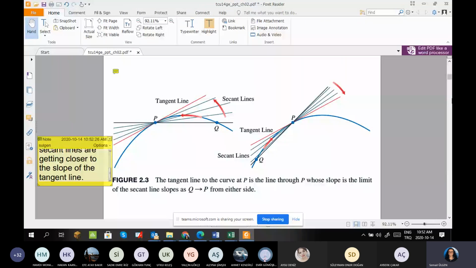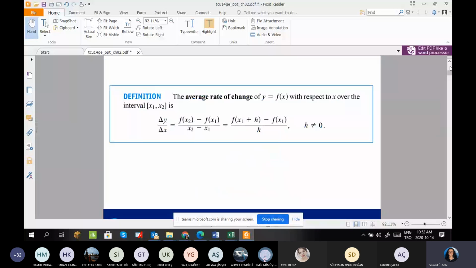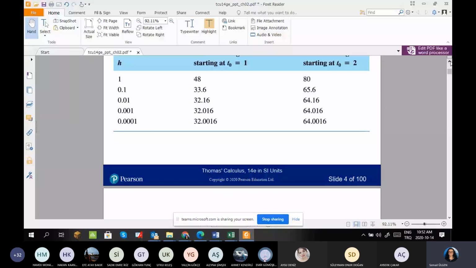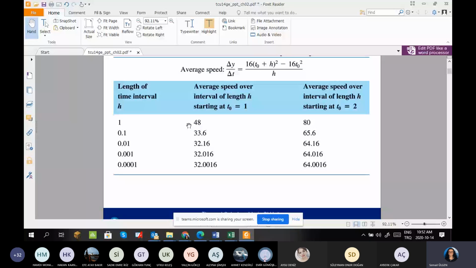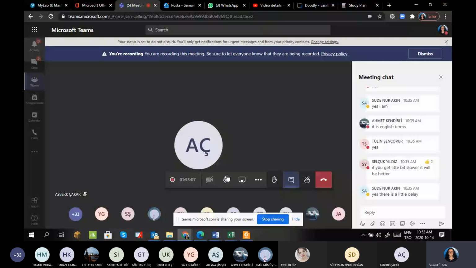This is very similar to building the table, because we built the table, if you remember. You can consider these average speeds as the slopes of the secant lines. Slope of the secant line, slope of the secant line, slope of the secant line here, and they are getting closer and closer to 32, and in this case the slope of the tangent line is 32. At that point you can see it like that.